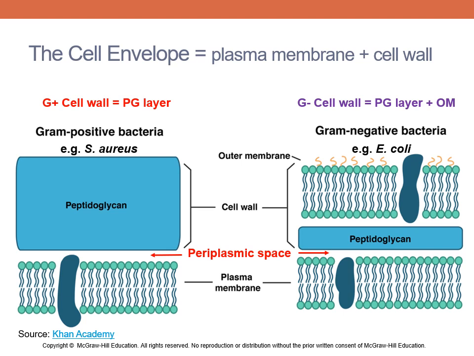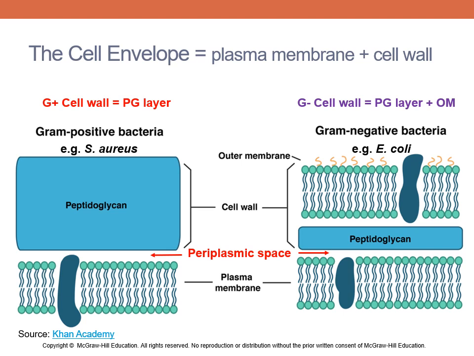In gram-positive organisms, this layer of peptidoglycan is very thick and is the only layer of the cell wall. In gram-negative organisms, this layer of peptidoglycan is very thin, and there is also another layer called the outer membrane. So the cell wall of gram-negative bacteria has 2 layers.